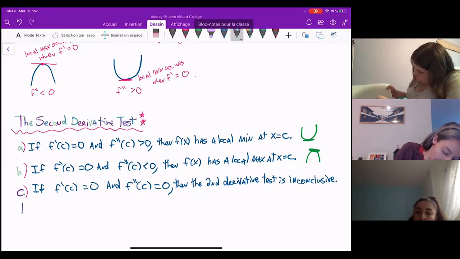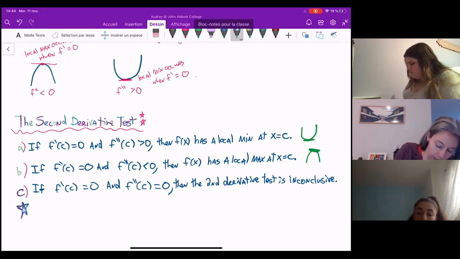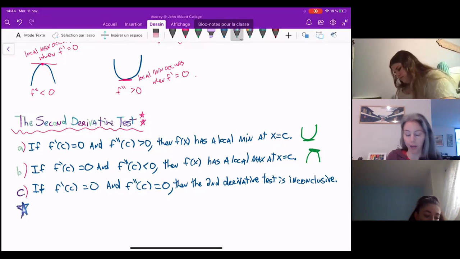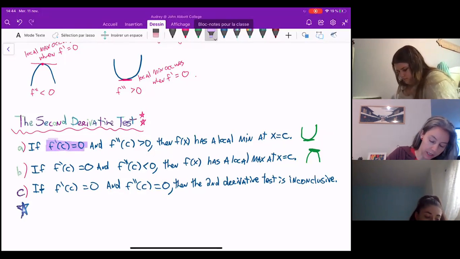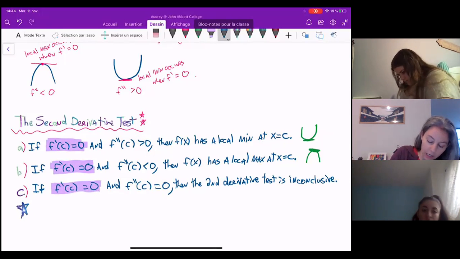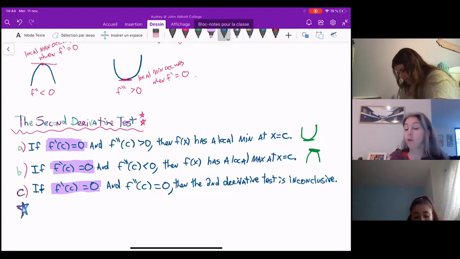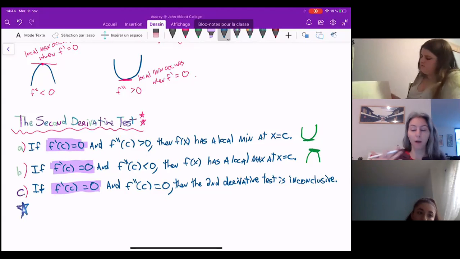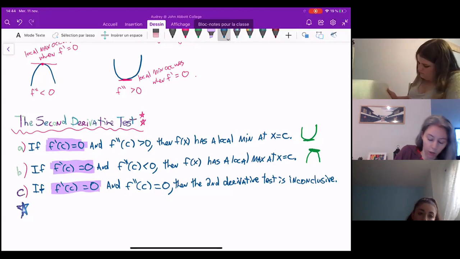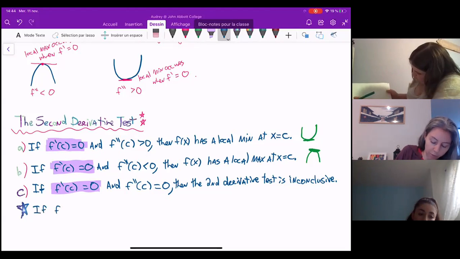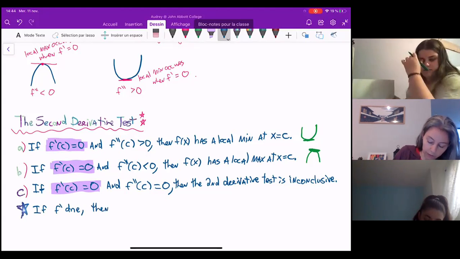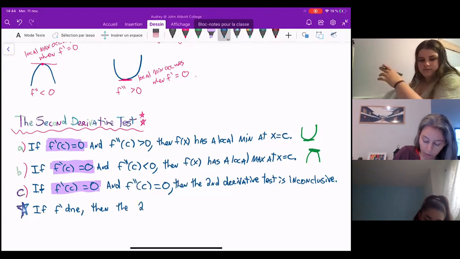Now we're going to have one last statement here that's not actually part of the second derivative test, but it's important to recognize. In each of these things, we had f prime of c equals 0. So that's only half of our critical values. This tells us nothing about whether or not we have a max or min when f prime does not exist. So here we can also add that if f prime does not exist, the second derivative test does not apply.